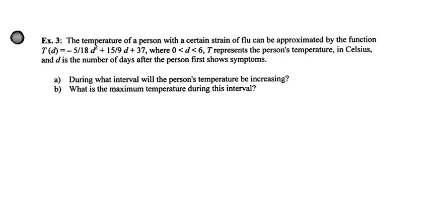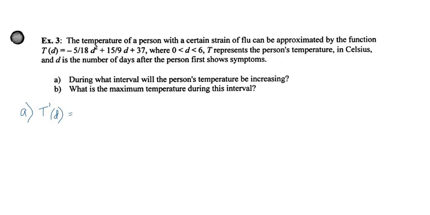So question A asks, during what interval will the person's temperature be increasing? And question B asks, what is the maximum temperature during this interval? So let's start with question A. So it's essentially asking, what are our intervals of increase and decrease? So that same strategy we can use in this case. So we're going to find the derivative, t prime of d, to start.